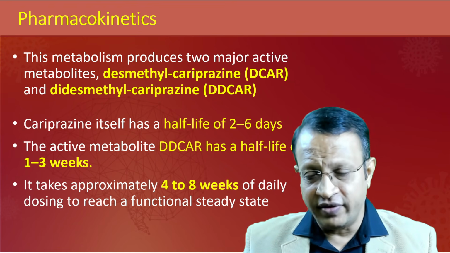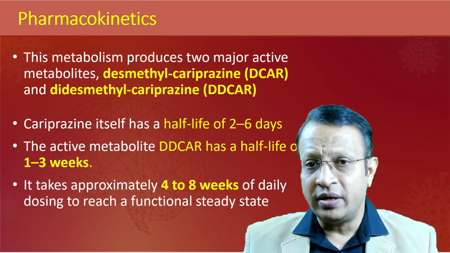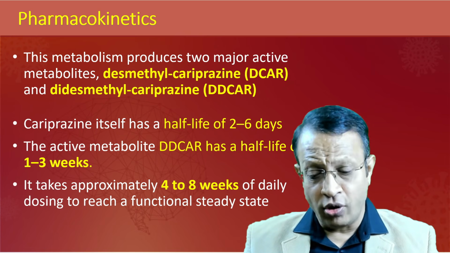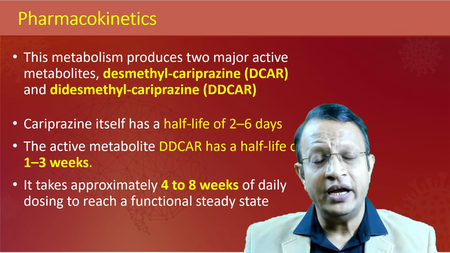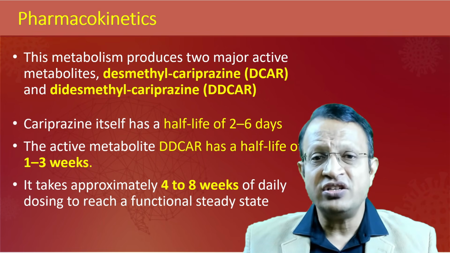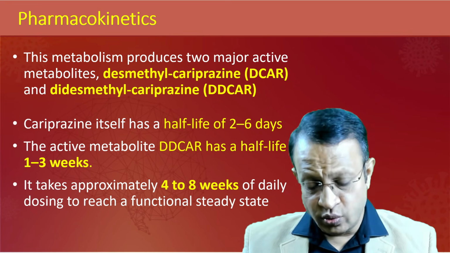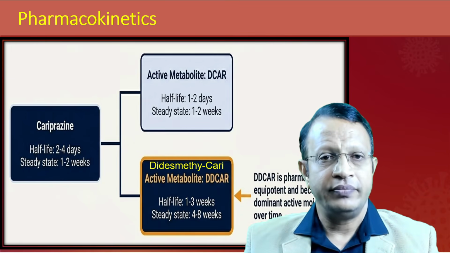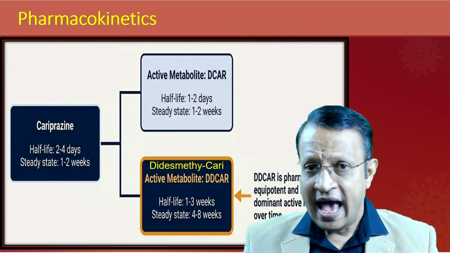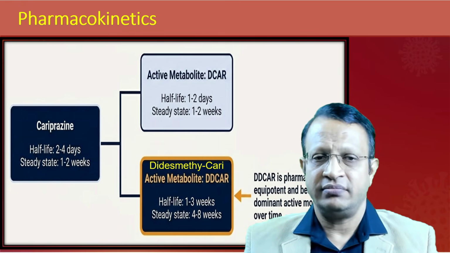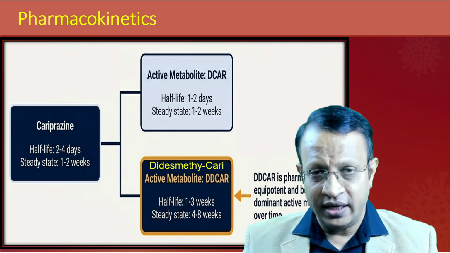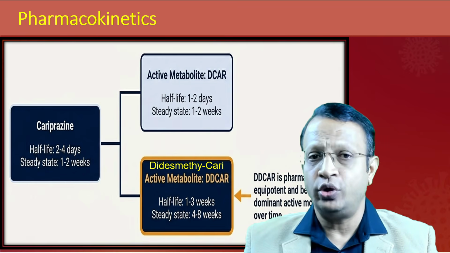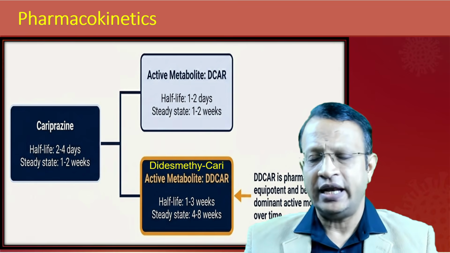Cariprazine itself has a half-life of 2 to 6 days. The active metabolites DCAR and DDCAR have a half-life of 1 to 3 weeks, my dear friend. It takes approximately 4 to 8 weeks of daily dosing of cariprazine to reach a functional steady state. This is very essential to understand, my dear friend. Here, I'll show you cariprazine. The molecule which is taken has a half-life of 2 to 4 days. If they take it every day, it takes a maximum of 2 weeks to reach steady state in plasma. That is only cariprazine.